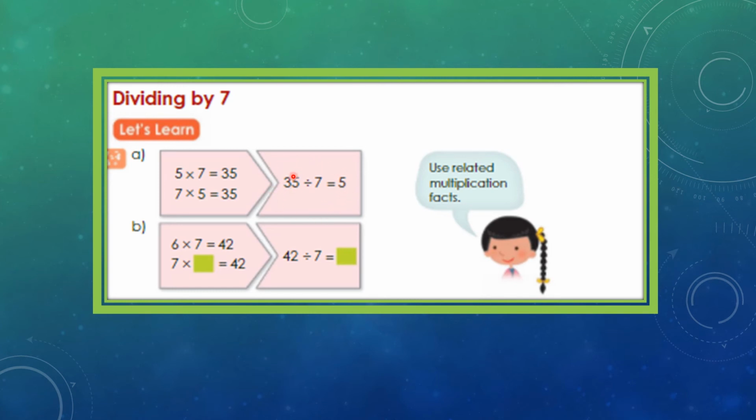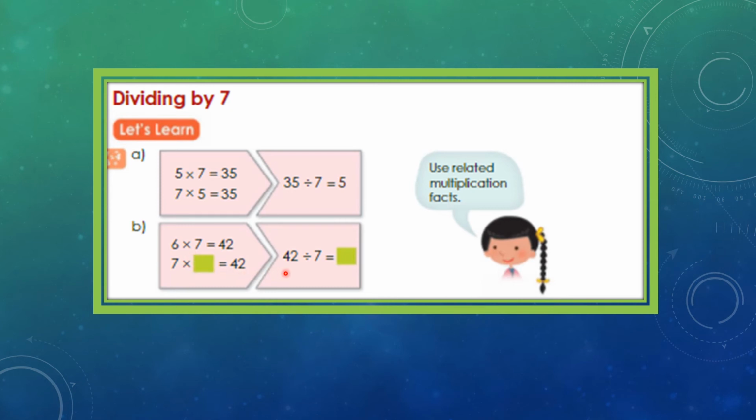Okay. And now here, letter B, we can also find the quotient by using multiplication. As you see here, 6 times 7 equals 42, then 7 times blank equals 42. So we just fill in the missing number here. The missing number is 6. So 7 times 6 equals 42.